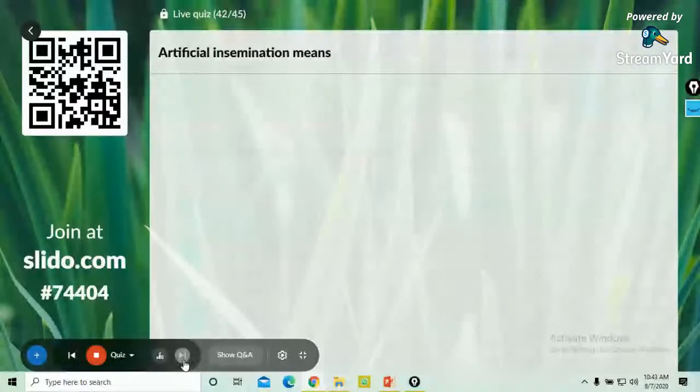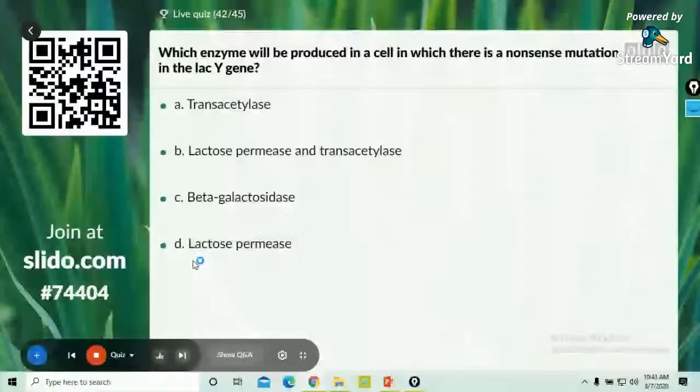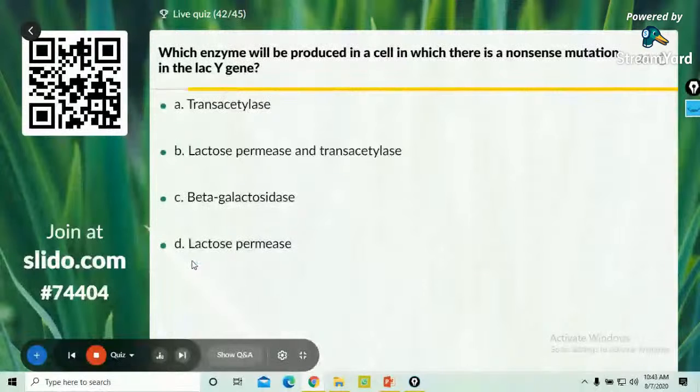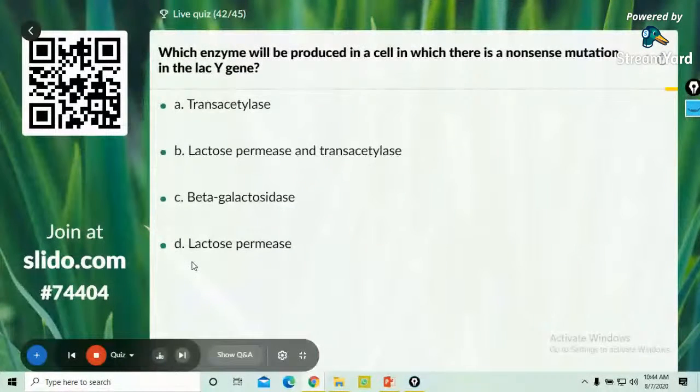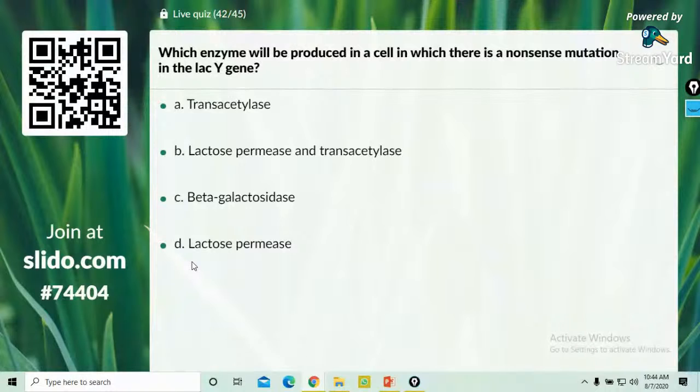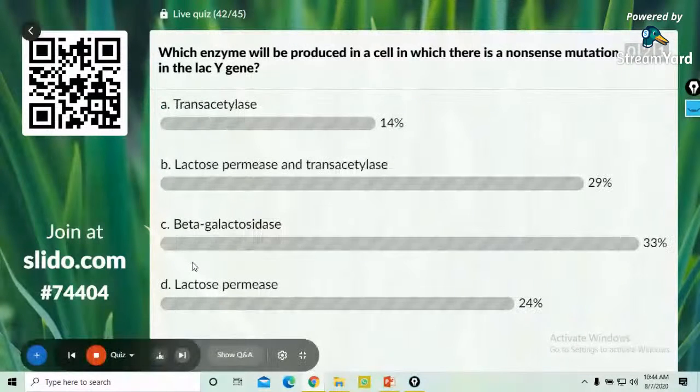42nd question. From the chapter Molecular Basis of Inheritance, the lac operon concept. Which enzyme will be produced in a cell in which there is a nonsense mutation in the lac-Y gene? Trans-acetylase, lactose permease and trans-acetylase, or beta-galactosidase and lactose permease. The correct answer is beta-galactosidase.